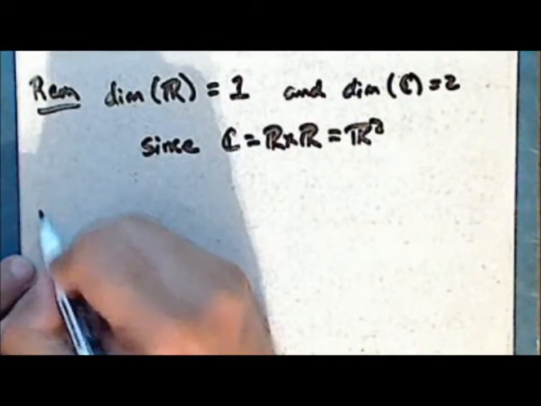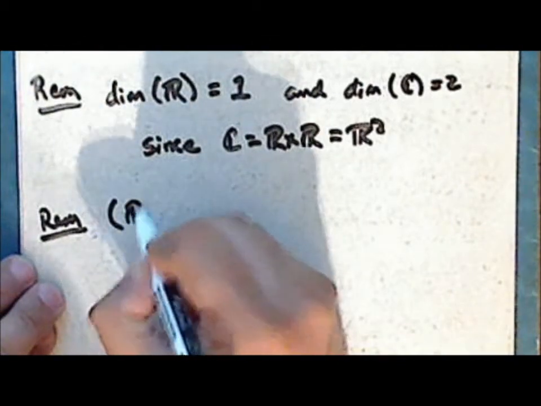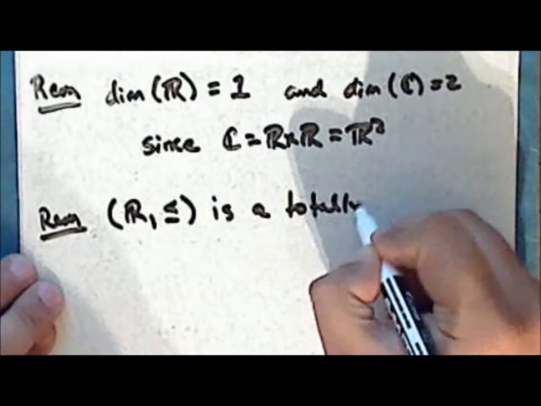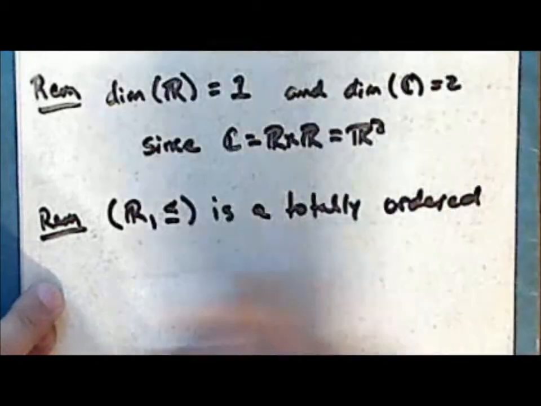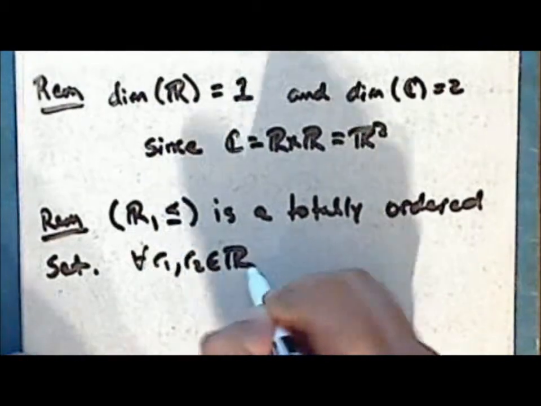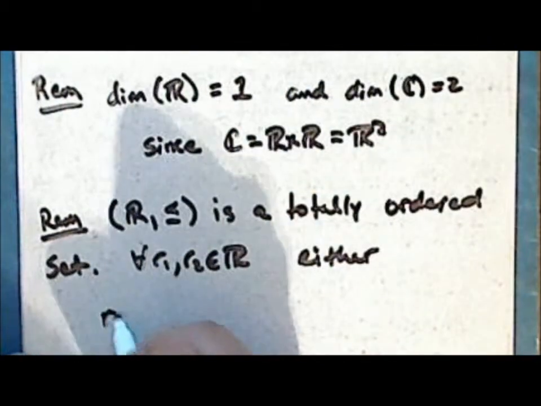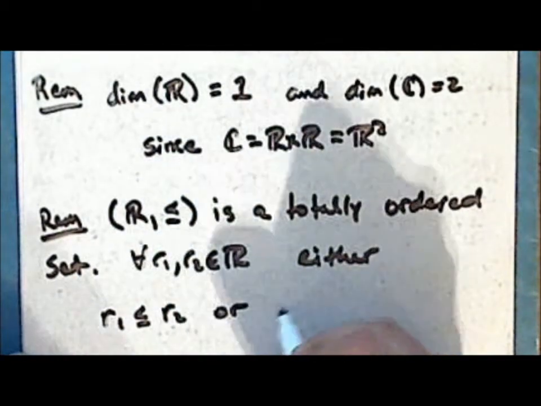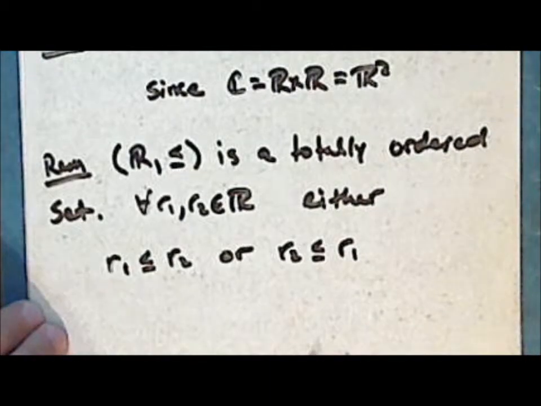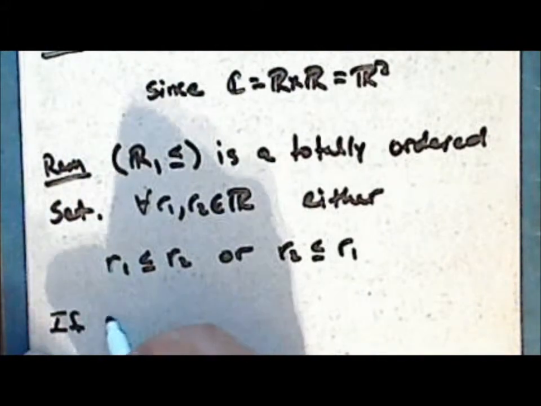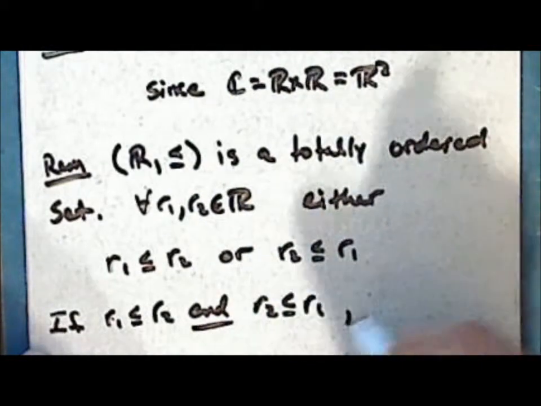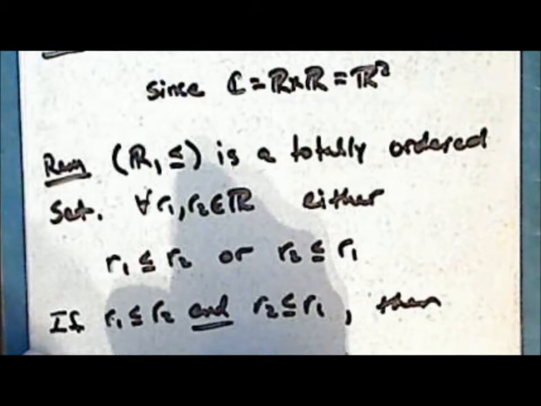Another thing to notice is that the set of real numbers with the relation less than or equal is a total ordering, or a totally ordered set. That is, for every two real numbers, R1 and R2, either R1 is less than or equal to R2, or R2 is less than or equal to R1. Every pair of real numbers is comparable. And if both R1 is less than or equal to R2 and R2 is less than or equal to R1, then R1 is equal to R2.